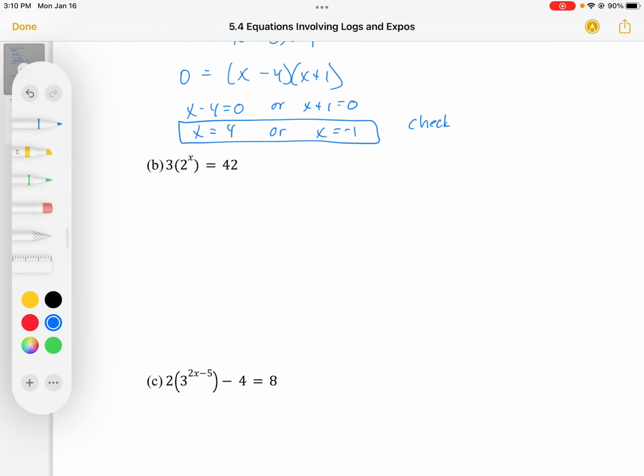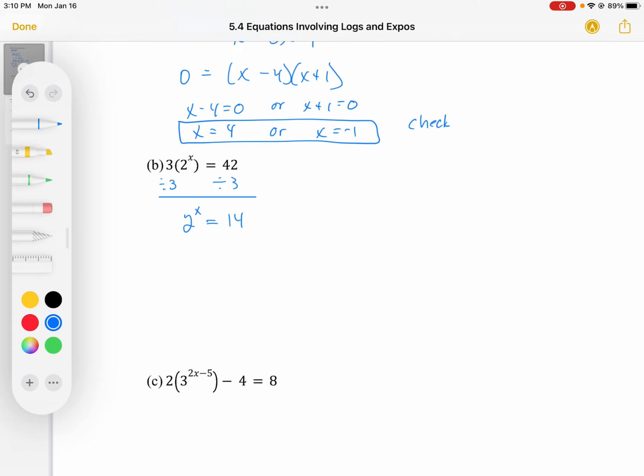So what I'm going to do here is I'm going to divide both sides by 3. I have 3 times 2 to the power of x. So if I divide both sides by 3, then I get 2 to the power of x alone on the left side. Now on the right side, I have 14. So how am I going to approach this at this point? Well, it's not super clear how I can go about this.